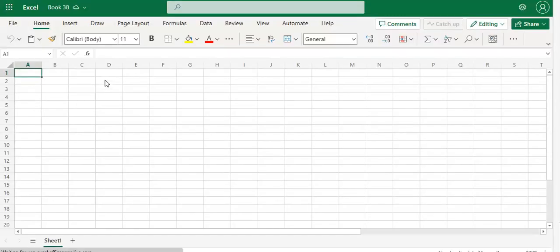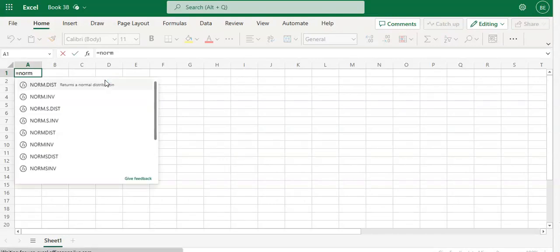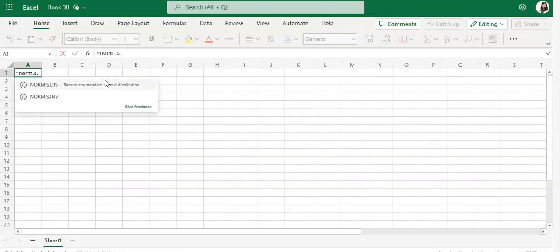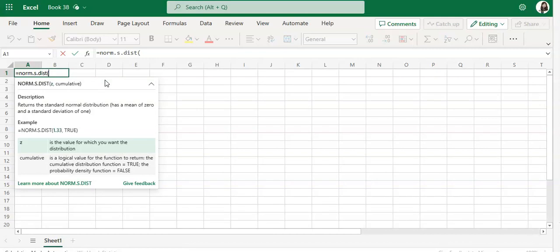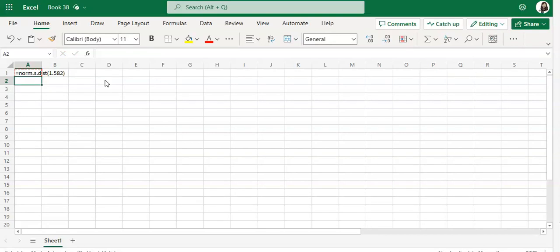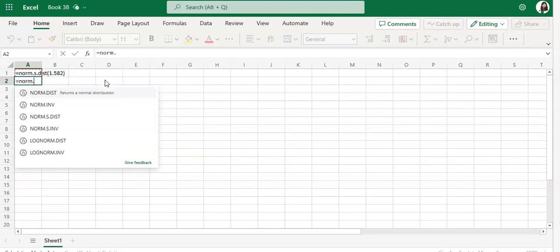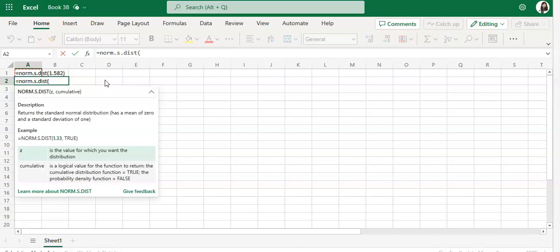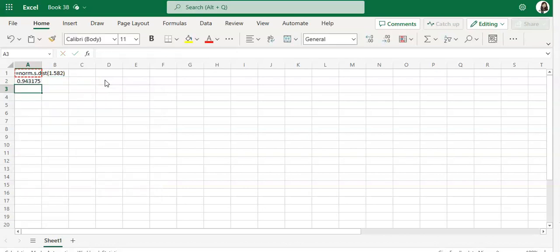All right, and I'm just going to type equal norm.s.dist, and the test statistic was 1.582. Oh, I forgot my true. Let me do that again. I do that a lot. We always have to put the word true. All right, so it gives 0.943175.